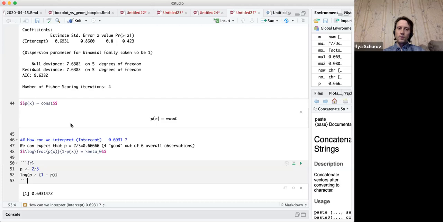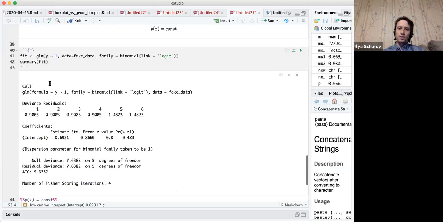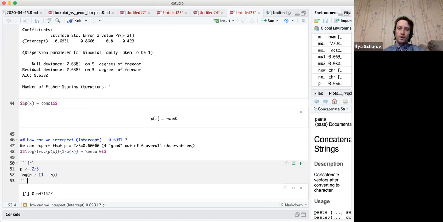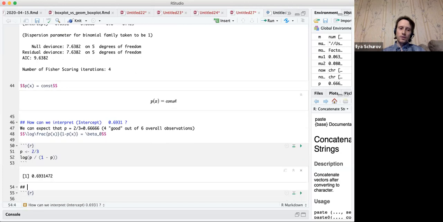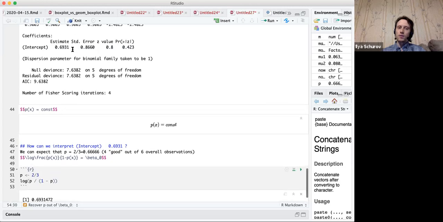So in other words, when I ask this model to predict the value of probability that does not depend on x at all, it gives us a correct prediction. Basically, we can do it in the opposite way. We can recover p out of this beta naught. So now I want it in the opposite direction. Here I get p that equals 2/3, and I get this beta naught.